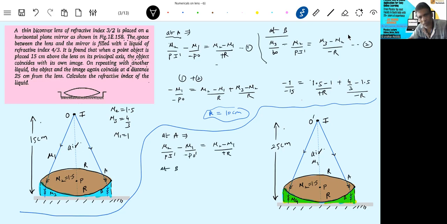Then at B, mu 4 by infinity minus mu 2 minus 1. 3 and 4. This will become minus mu 1 minus po dash.